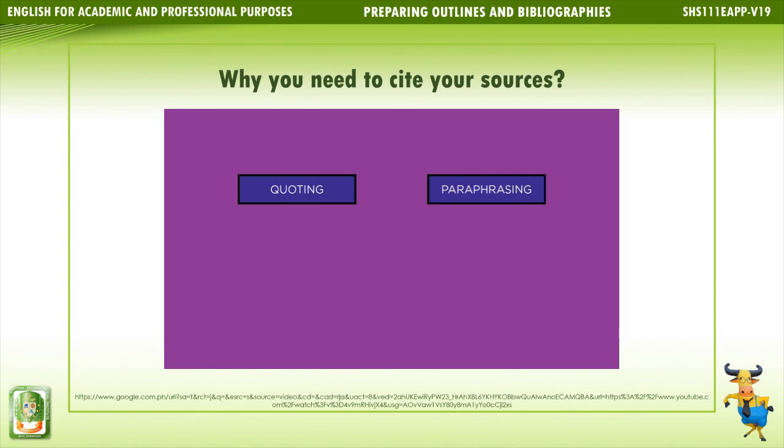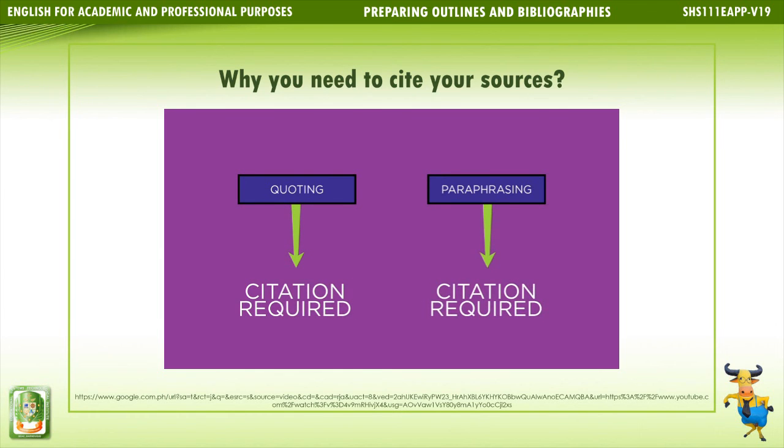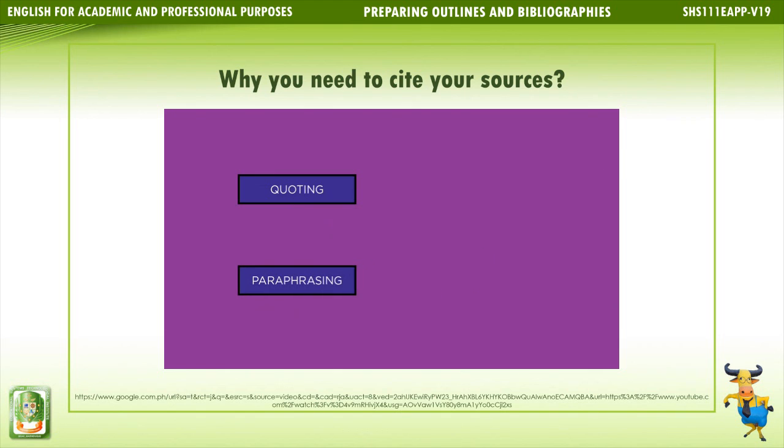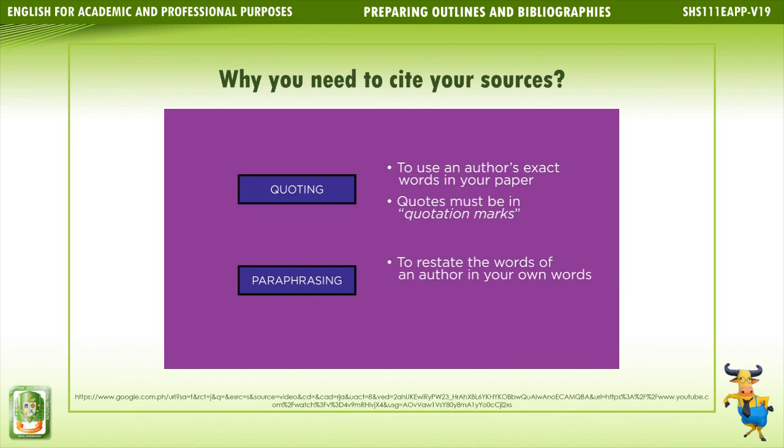Quoting and paraphrasing are 2 important concepts when you're writing a research paper. You need to cite when you quote a source and when you paraphrase a source. To quote means to use an author's exact words in your paper. Quotes must be in quotation marks. To paraphrase means to restate the words of an author in your own words. In your paper, your paraphrase is not in quotation marks.